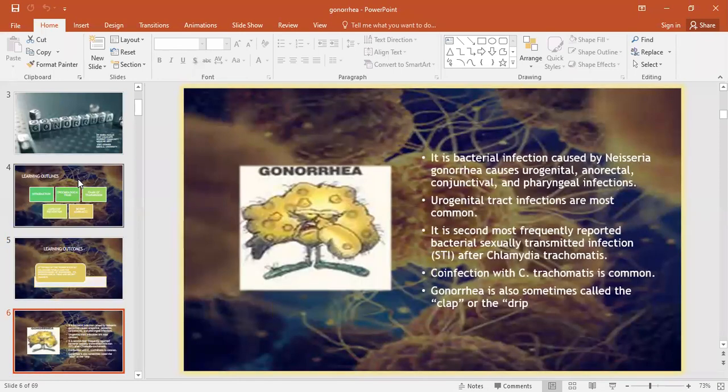What is gonorrhea? It's a bacterial infection caused by Neisseria gonorrhoeae. It causes urogenital, anorectal, conjunctival, and pharyngeal infections. Urogenital tract infections are the most common. It is the second most frequently reported bacterial sexually transmitted infection after Chlamydia trachomatis. Its co-infection with Chlamydia trachomatis is common. Gonorrhea is also sometimes called the clap or the drip.